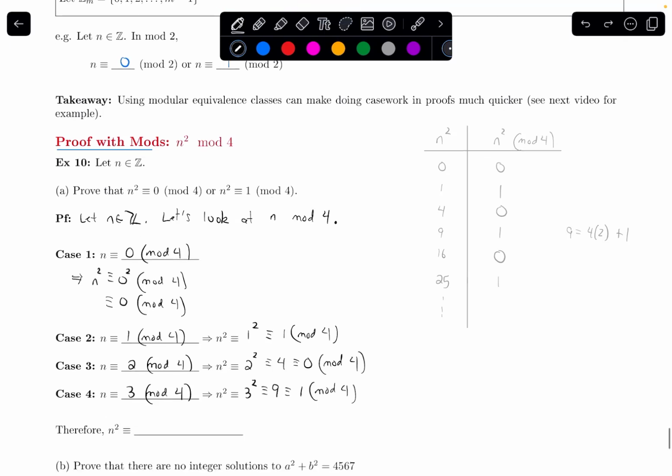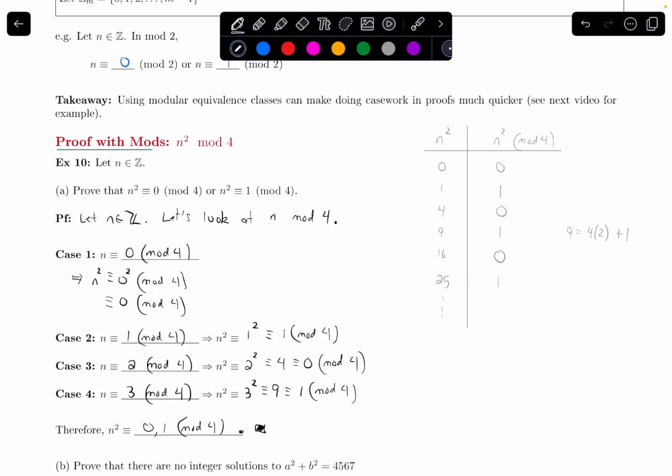So therefore, what we've shown is no matter in which of these cases we're in, n squared will always end up being congruent either to 0 or to 1 in mod 4. And that's what I wanted to prove. Okay. All right, so that's our example of a mod proof.